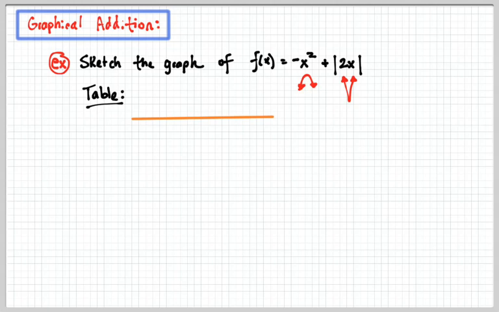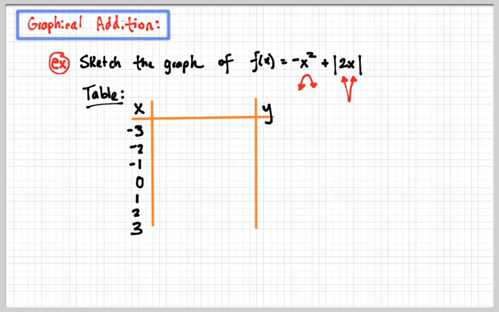I know I lied to you earlier in the year. I said you'll never have to make a table again, which you really don't usually because of h and k shift, but for graphical addition, you're going to need to do that. And I want you to use the values negative 3 to 3 because we want to get a good enough picture of what's happening here as we move along the x-axis. And then your function will go right in here.